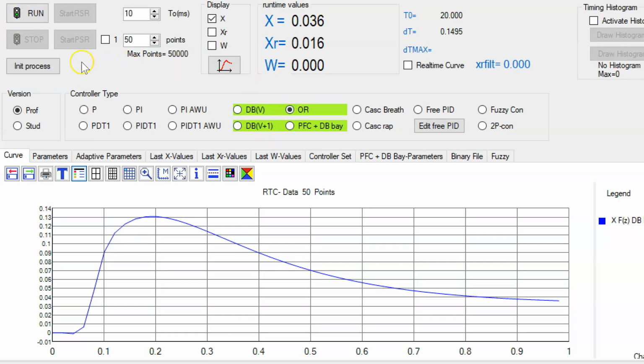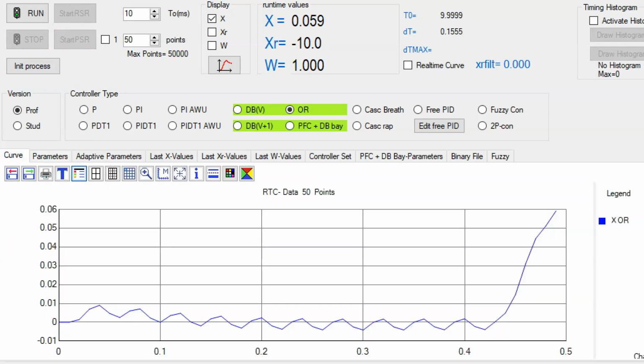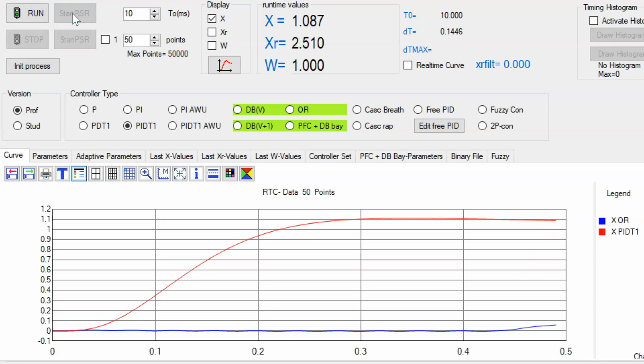I go to orientation controller, back to reference behavior. I run it, delete the last curve, and init the process and start reference behavior. And that is absolutely strange behavior. I have no idea what happened there. I have not seen this before. The PID still is okay. Design one, really not bad.